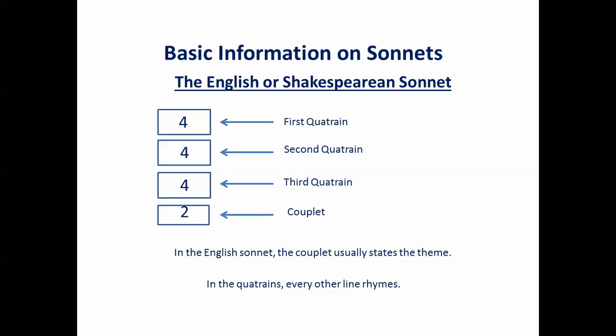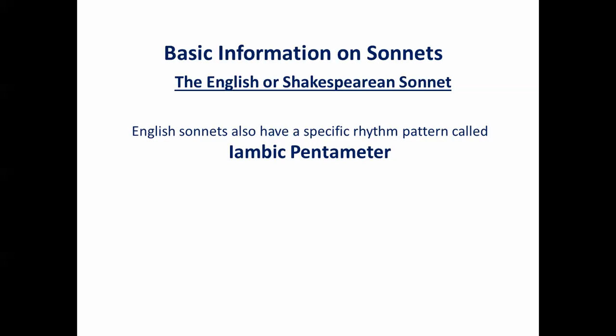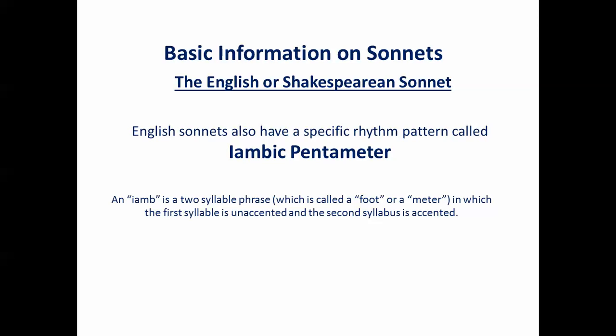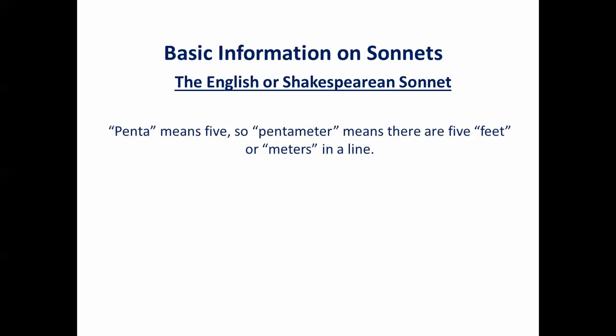That is the structure of the English sonnet, but that's not all. The English sonnet also has a certain rhythm pattern called iambic pentameter. Yikes! What is that? Well, an iamb is a 2-syllable phrase, which is called a foot or a meter, in which the first syllable is unaccented and the second syllable is accented. Gosh darn! That would be an iamb, a 2-syllable phrase with an unaccented syllable followed by an accented one. Now, penta is a prefix meaning 5. So pentameter means that there are 5 feet or meters or iambs in a line.